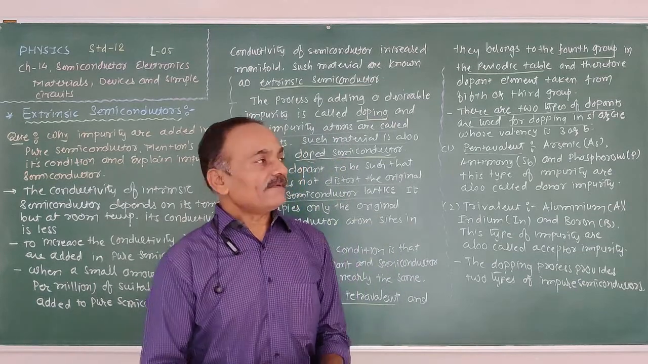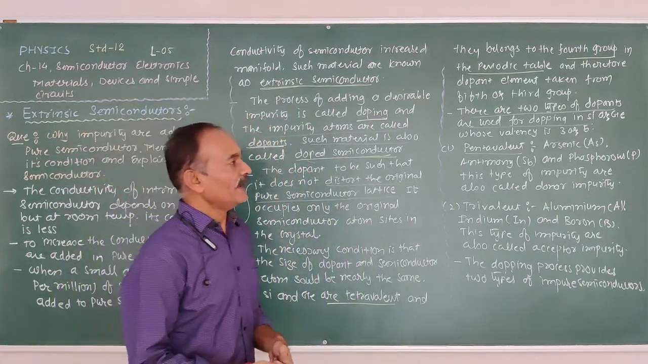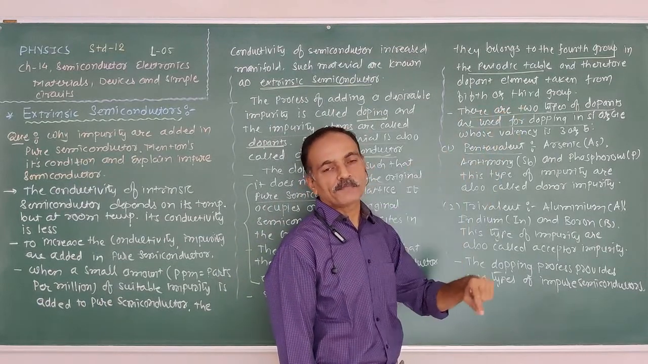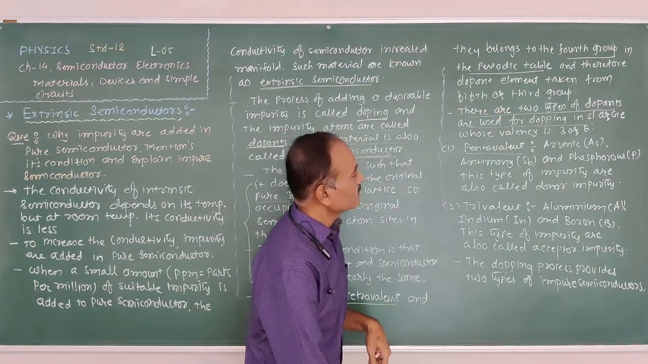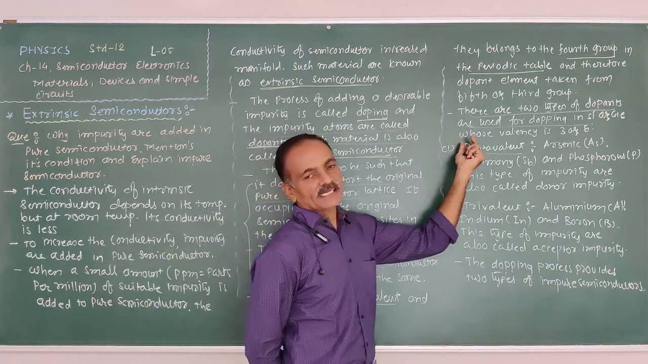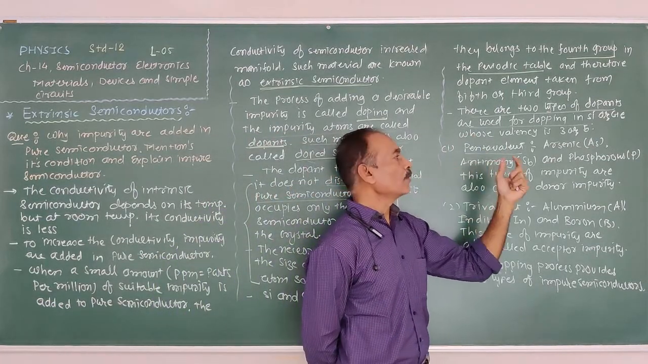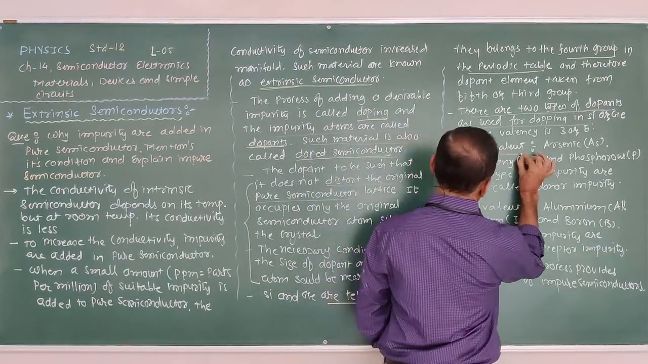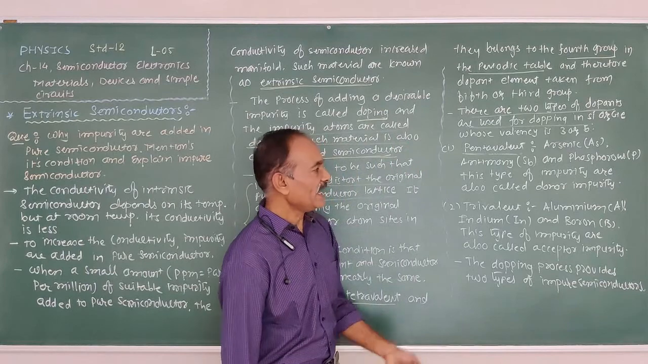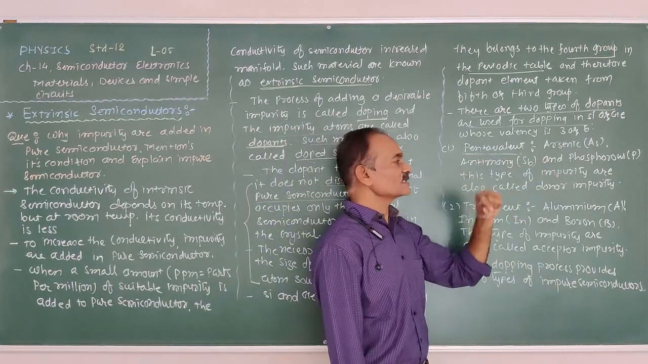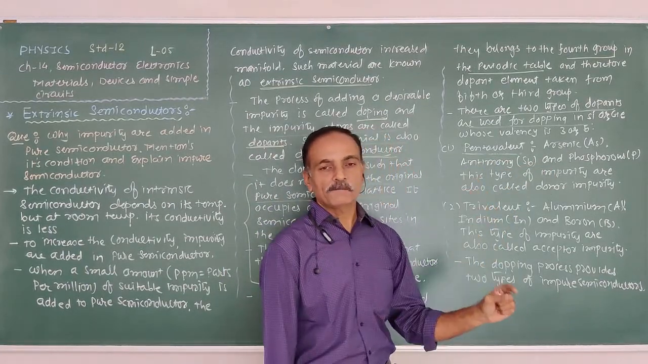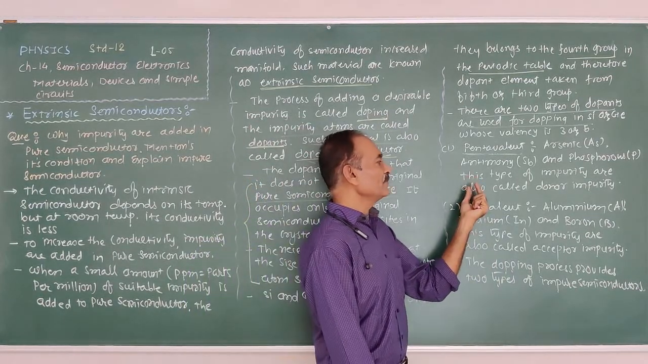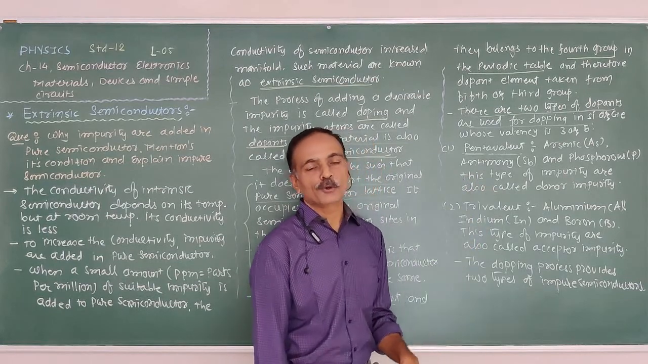So here we can select the dopant element or the dopant atom from either the third or the fifth group of the periodic table, right? Whose valency is either 3 or 5. Now, pentavalent impurity atoms: arsenic As, antimony Sb, and phosphorus P are the pentavalent impurity atoms. This type of impurity is also known as the donor impurity.